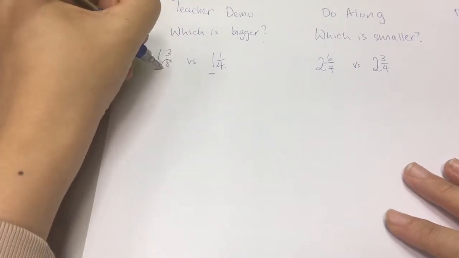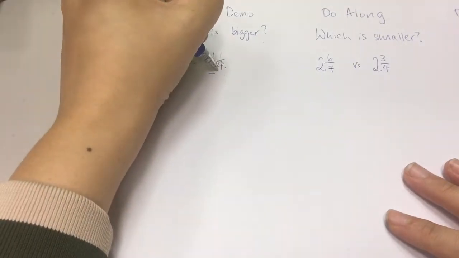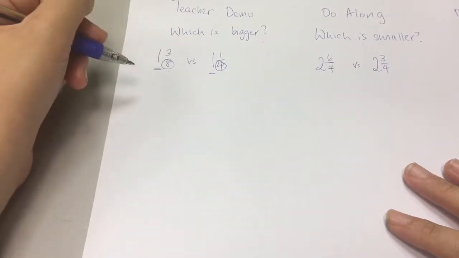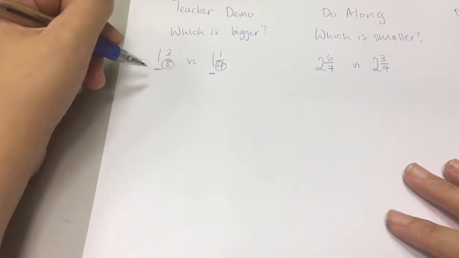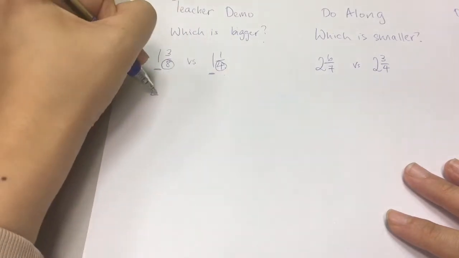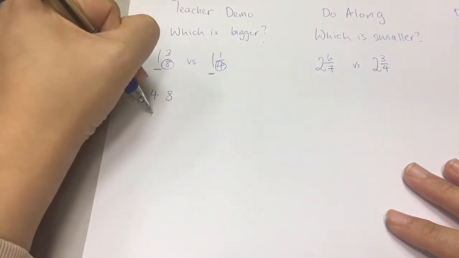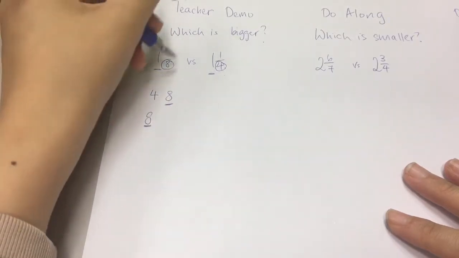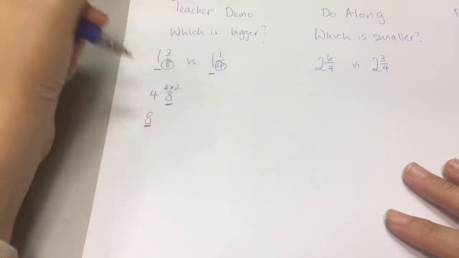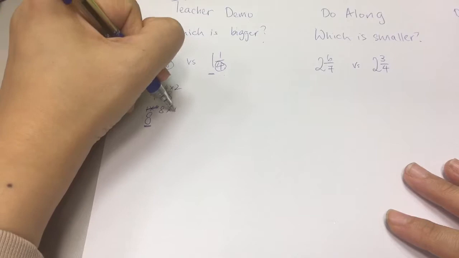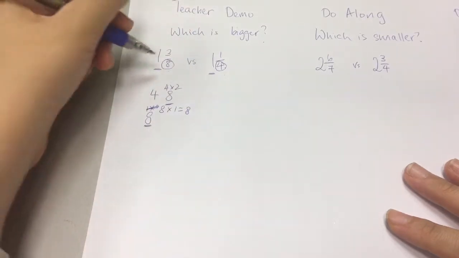Now, if we look at the denominator, we can see that the denominator is not the same. They have unlike denominators. So we'll need to look at their multiples and find the first common multiple. Let's look at the multiples of 4: 4, 8. Multiples of 8: 8. The first common multiple is 8. 4 times 2 equals 8, and 1 times 8, or 8 times 1, equals 8.